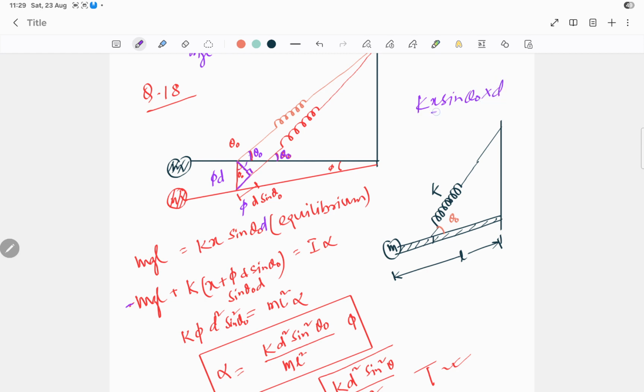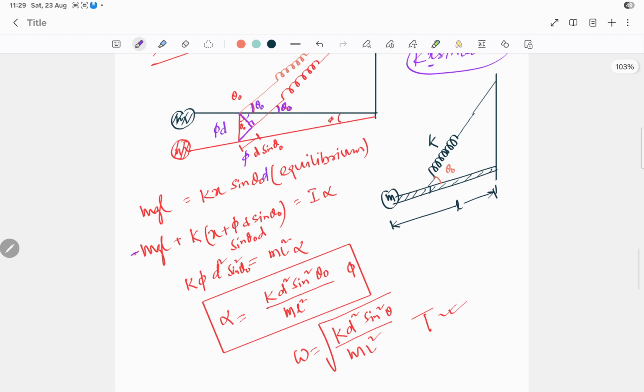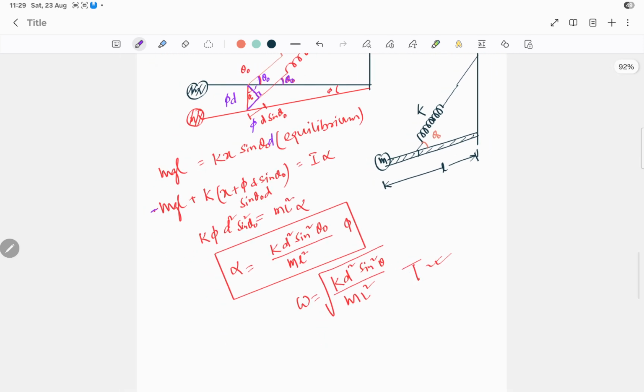In place of x, I need to write the new x, that is x plus phi d sin theta naught. So mgl and kx sin theta naught d cancel out, and the remaining is k phi d sin theta naught into d sin theta naught, that is k phi d square sin square theta naught, equal to I alpha, which is ml square alpha. I is the moment of inertia and alpha is the angular acceleration. So from this equation, alpha is equal to k d square sin square theta naught by ml square into phi. So you can find omega, and onward you can find the time period. Thank you.